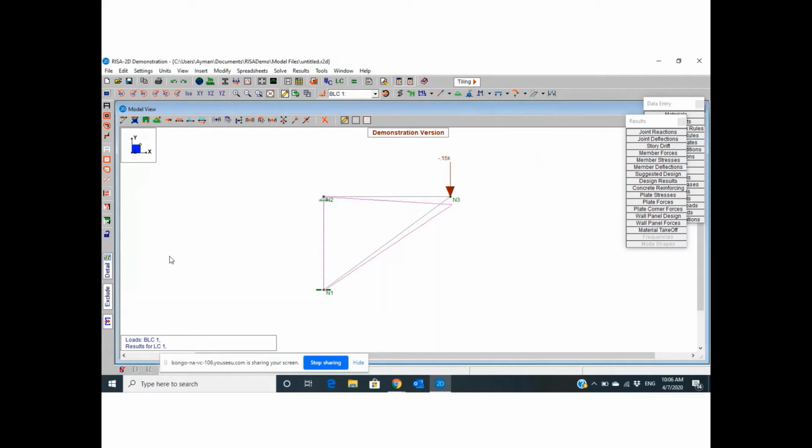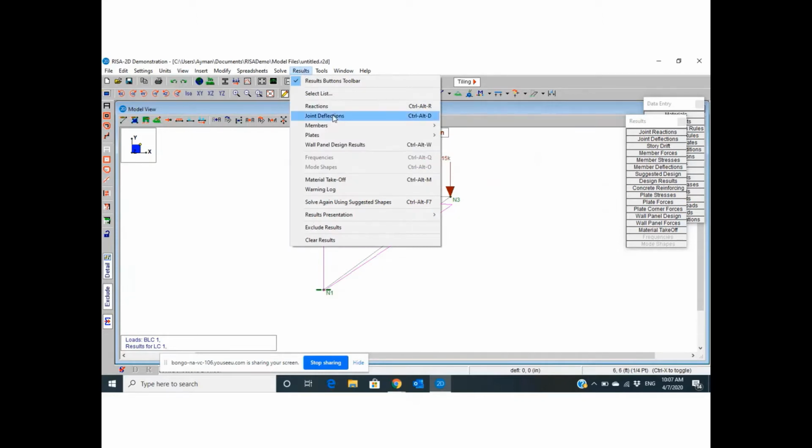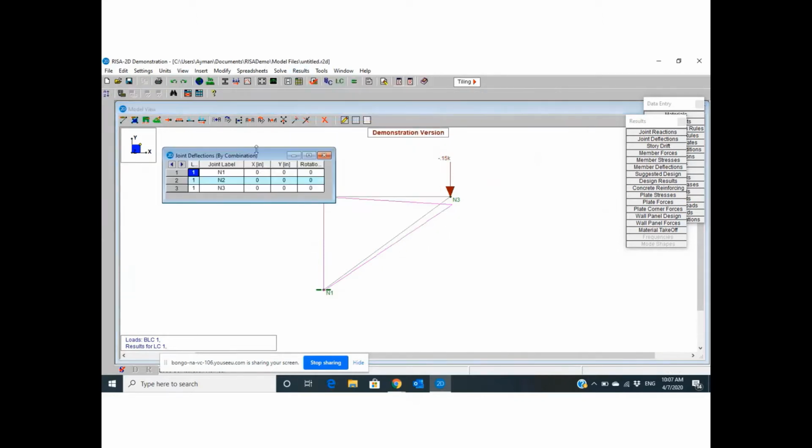Okay, can you watch the original shape of this truss and the new deformed shape of this truss due to the effect of 150 pounds? That makes sense for me because node number 3 will move down because your load direction is down. That makes sense. So how much is this deflection? If you open results, joint deflection, I can give you everything.